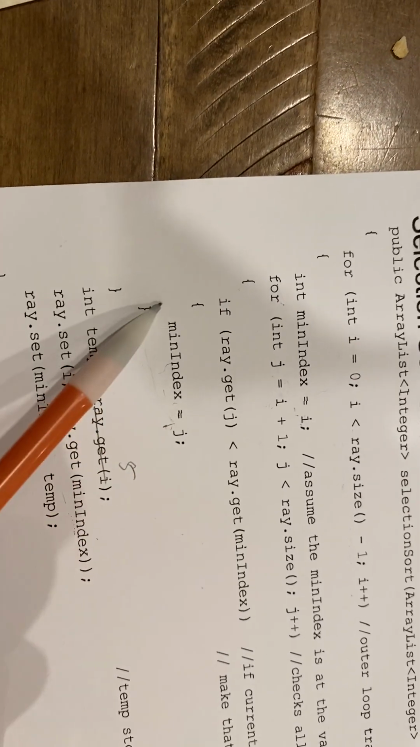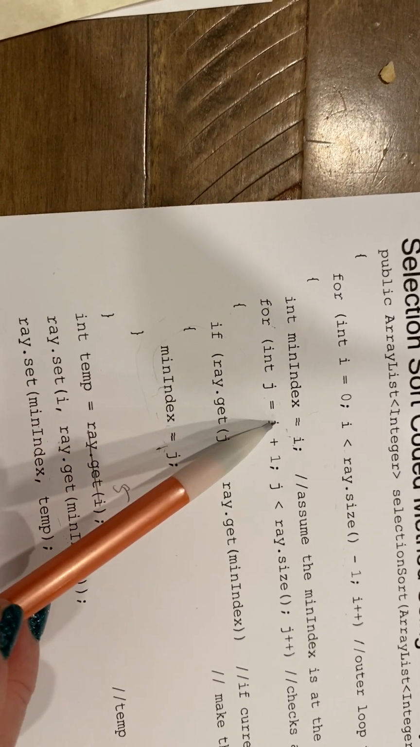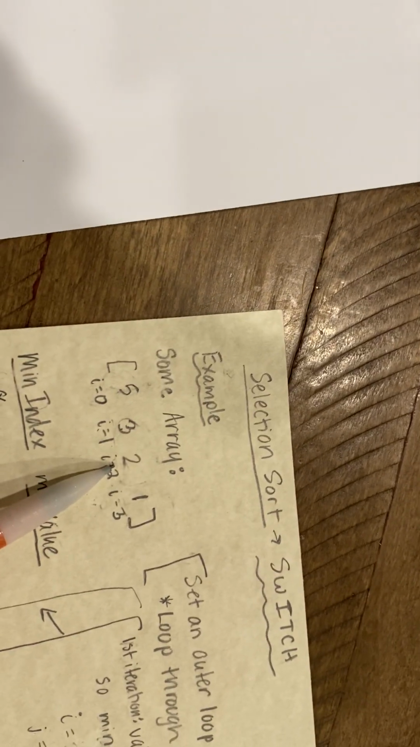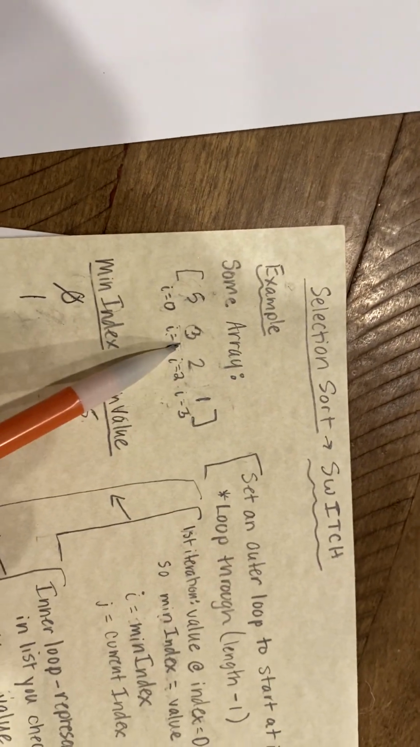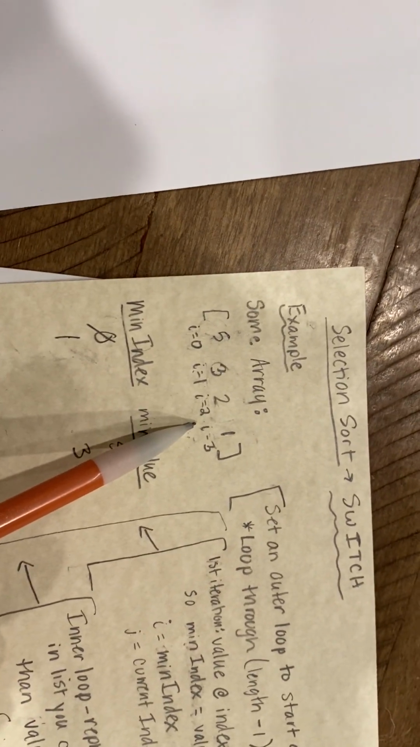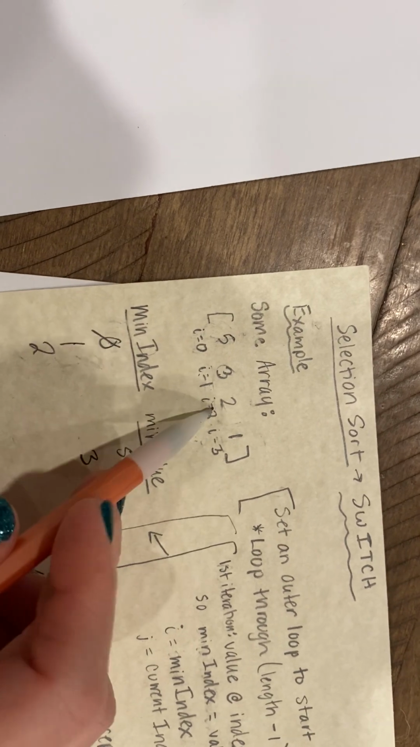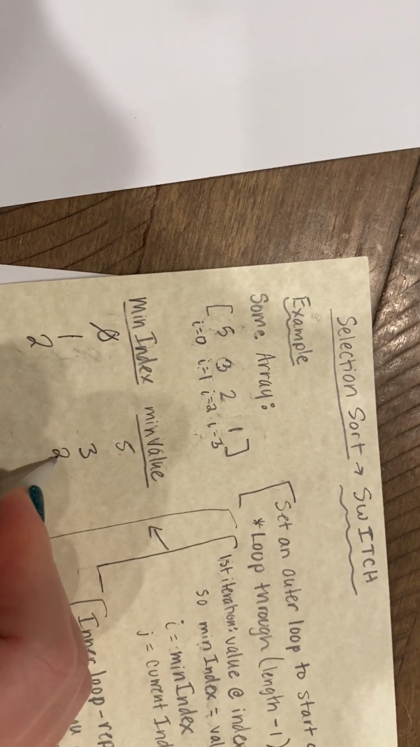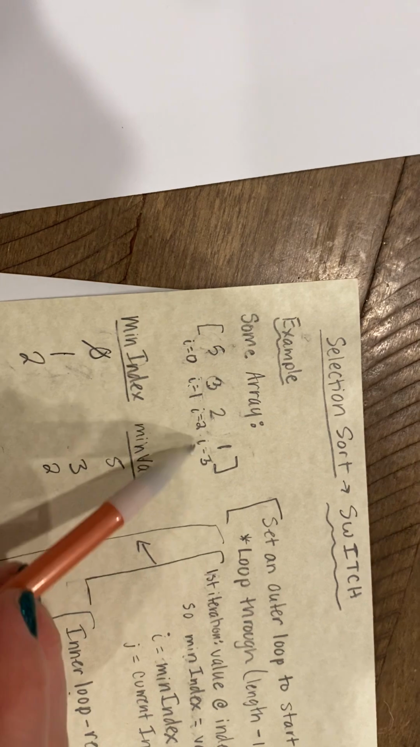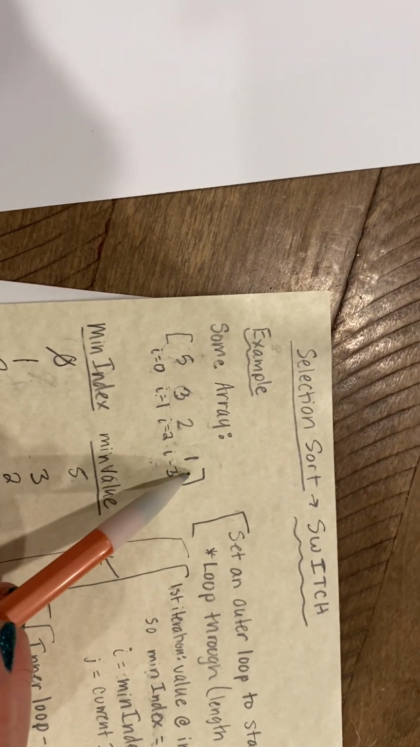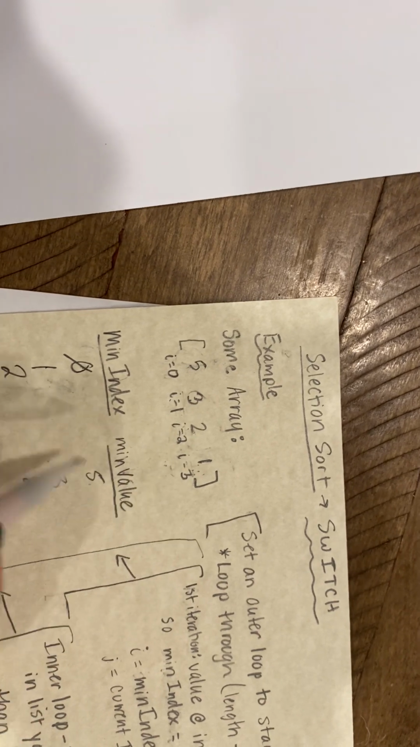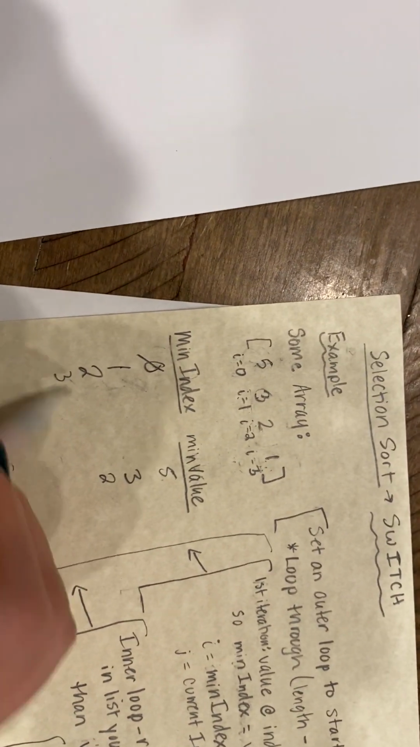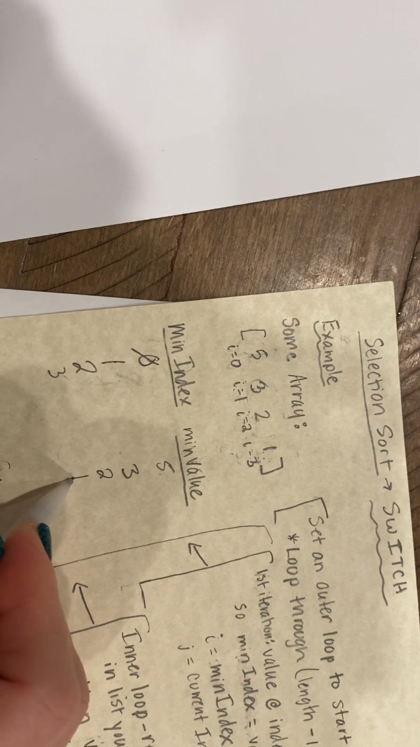All right, but now we're going to loop through that again. So now we're going to set J to 1 more value later. So now we're over here. Is 2 less than 3? Yes, it is. So now I'm going to make my new index 2, and the value at index 2 is 2. So that becomes my minimum value. All right, and then it checks the one to the right. Is 1 less than 2? You bet it is. So I make my new minimum index 3, and the minimum value becomes 1.